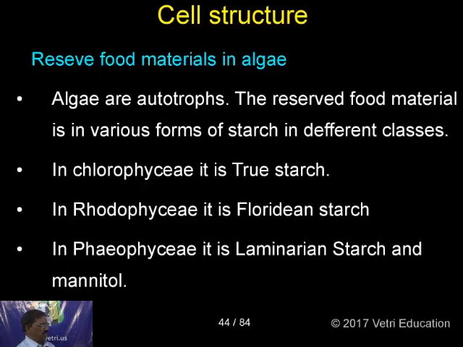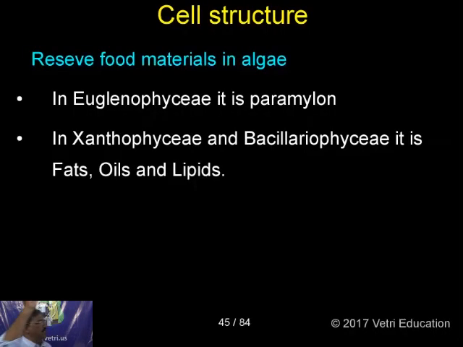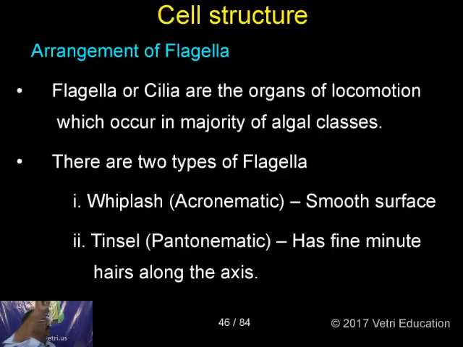In Phaeophyceae, it is laminarin starch. In addition, mannitol is also present. In Euglenophyceae, it is paramylon. In Xanthophyceae and Bacillariophyceae, it is fats, oils, in the form of lipids. Another important character is the flagella.